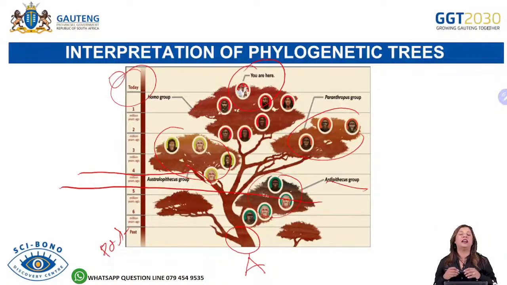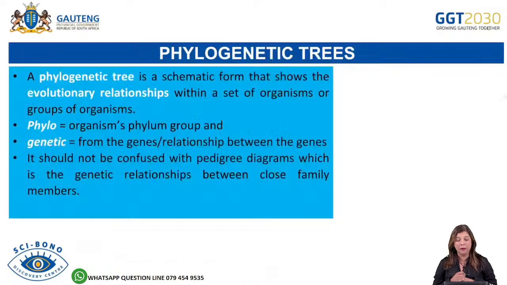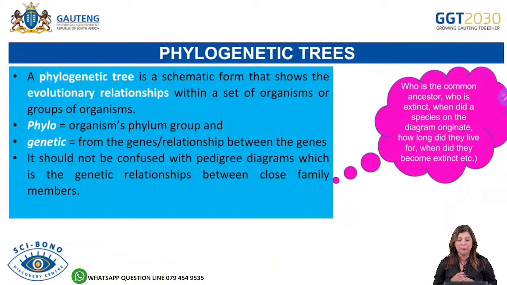So that is what a phylogenetic tree looks like. It basically starts with the ancestor, and then you have the descendants as you go up the phylogenetic tree. Please, don't confuse this with a pedigree diagram. A pedigree diagram is between close family relationships. This is between species, okay? So we mustn't make that mistake because they always like to ask this question. This slide is on what I've just explained. We always need to look for who is the common ancestor, who is extinct.